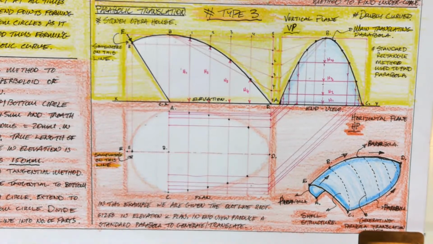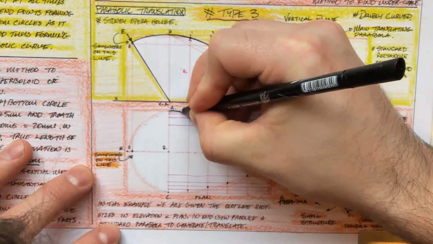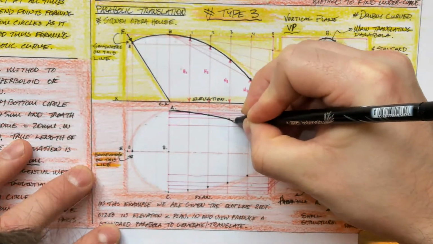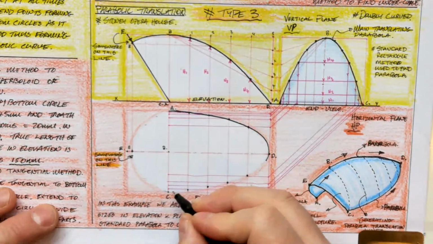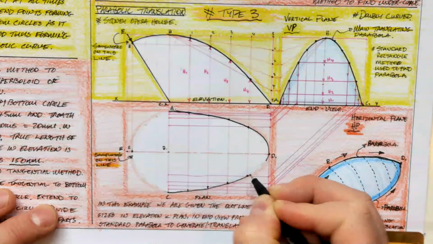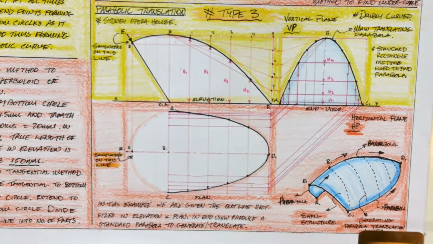What we have there now, we can join everything up. We have the curve in our plan view for the shell in the most part. Lovely. So I have that curve there.